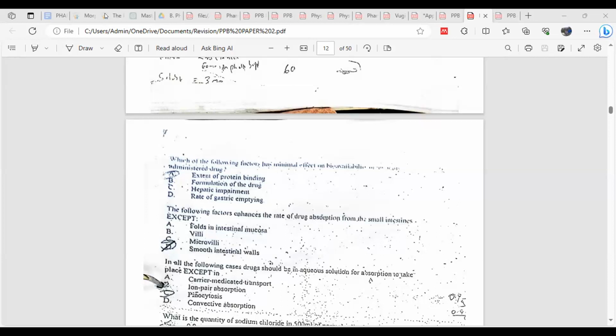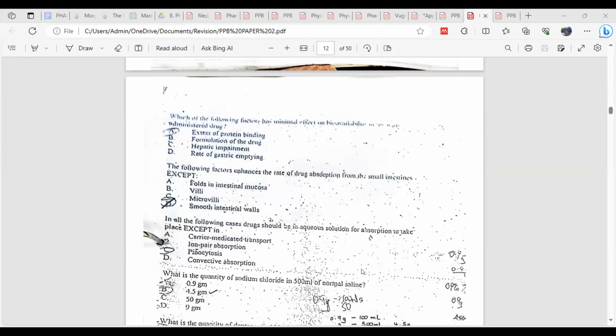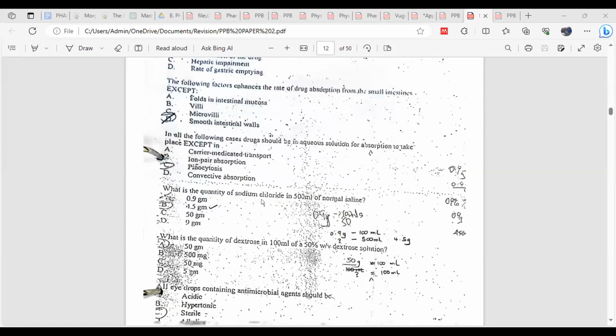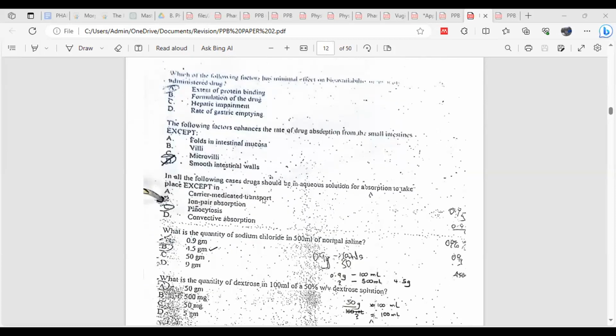Tunaweka star twende next. Okay. The following factors enhance the rate of drug absorption from the small intestines, except: the folds of the intestinal mucosa, villi, microvilli, smoothing intestine folds.